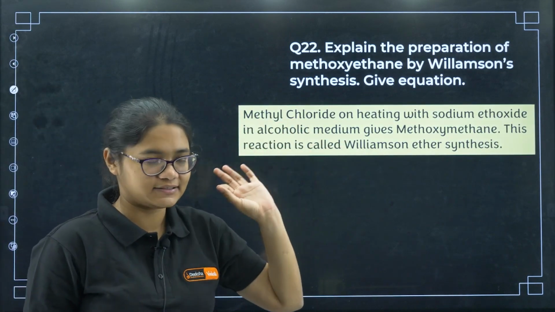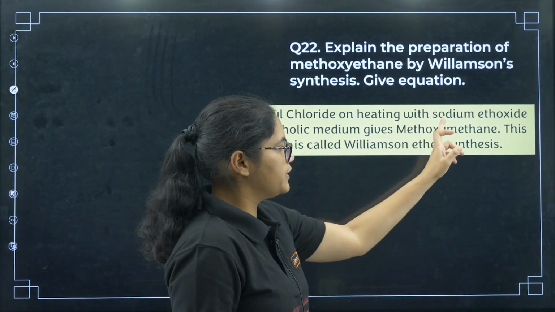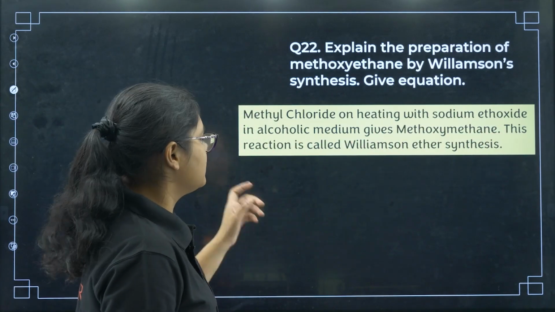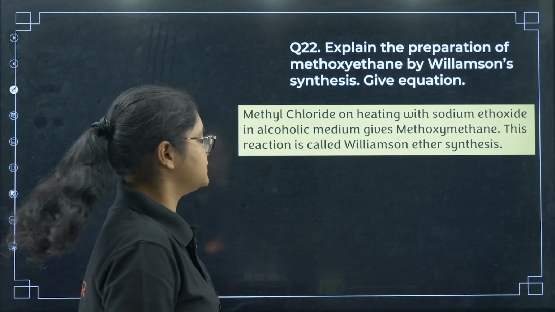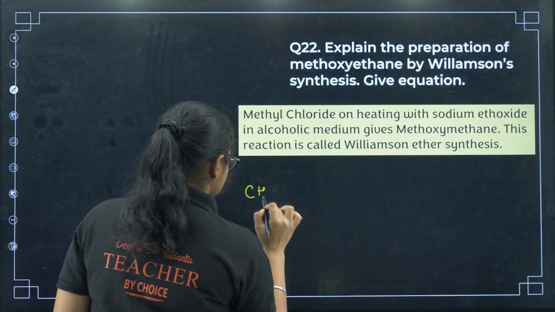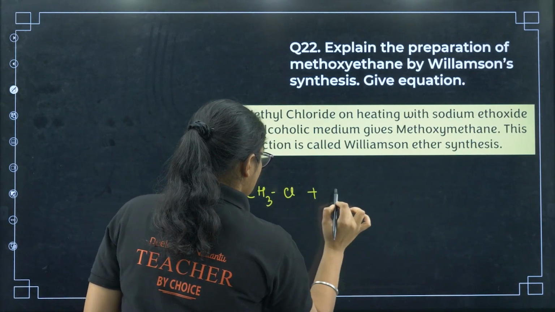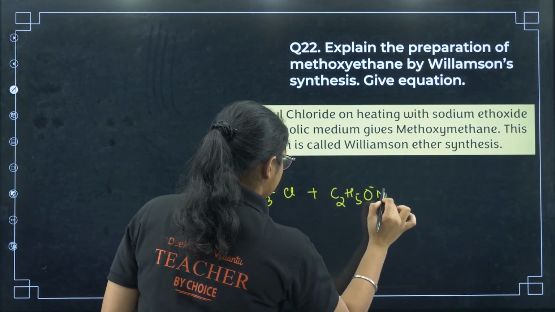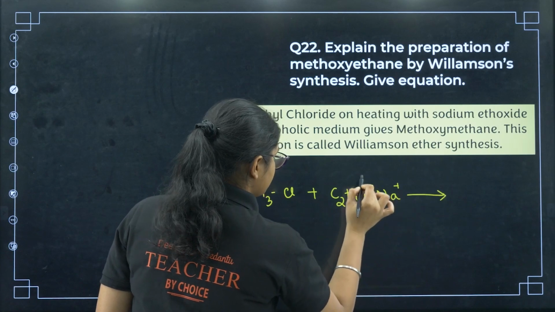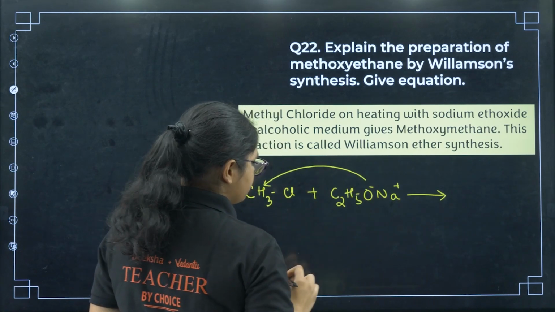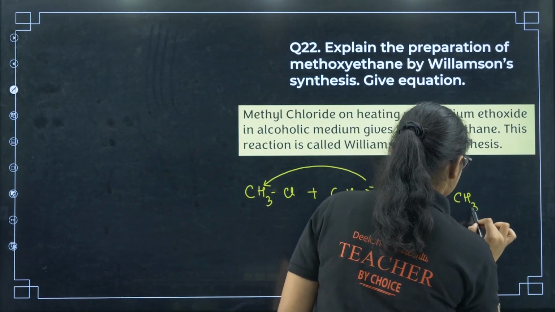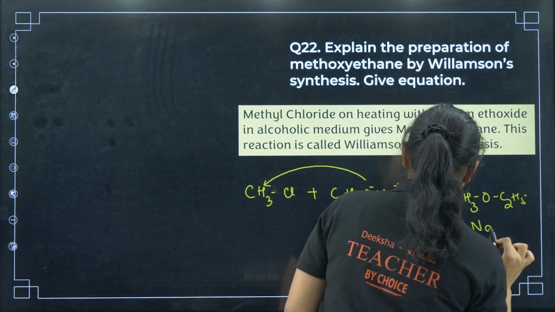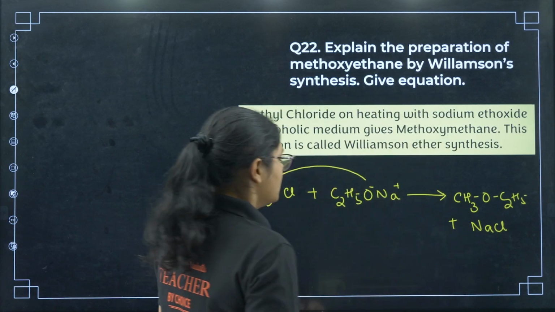Okay, how can I write this one? Methyl chloride. So I have taken CH3Cl on heating with sodium ethoxide in alcoholic media gives methoxymethane. This reaction is called Williamson ether synthesis. Now if I have to write the reaction also, I will write like this: CH3Cl plus C2H5O minus Na plus gives, this one will come here, Na and Cl will form a bond, so I will get CH3OC2H5 plus NaCl. Okay, clear?